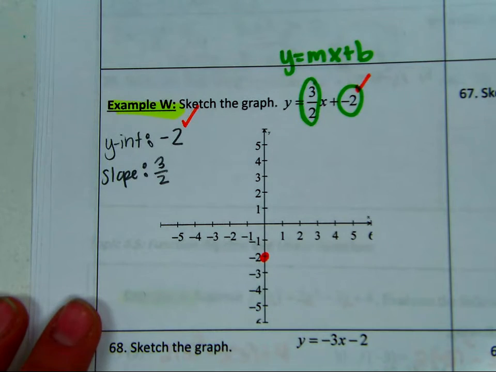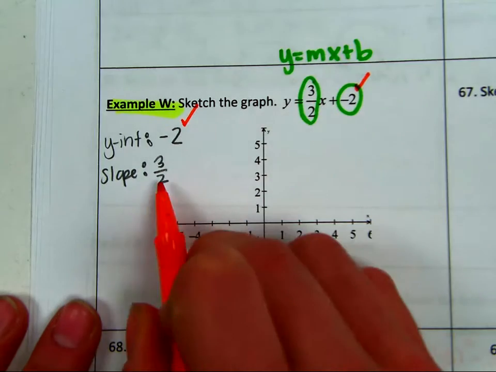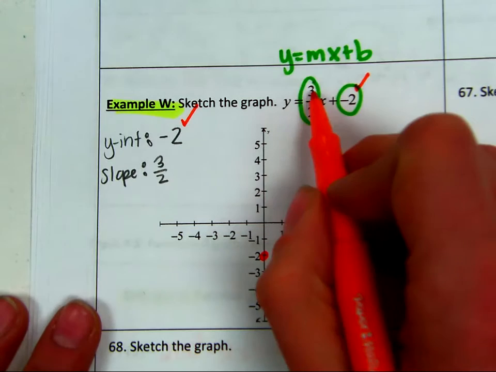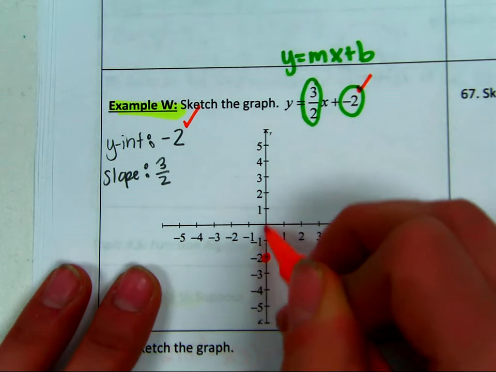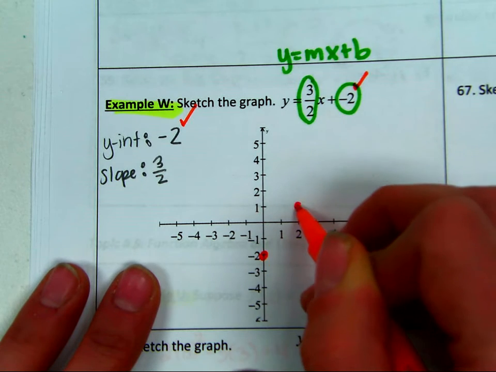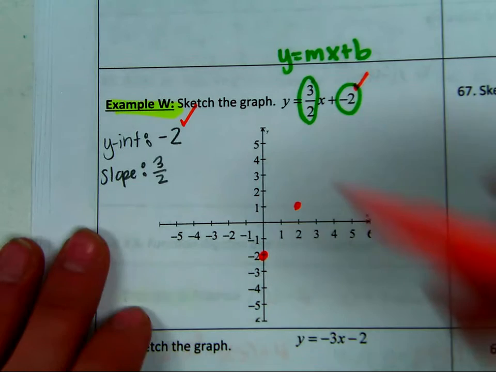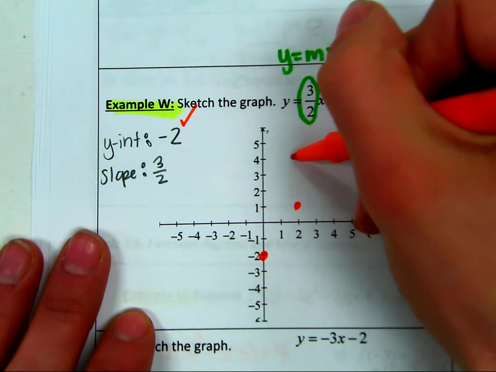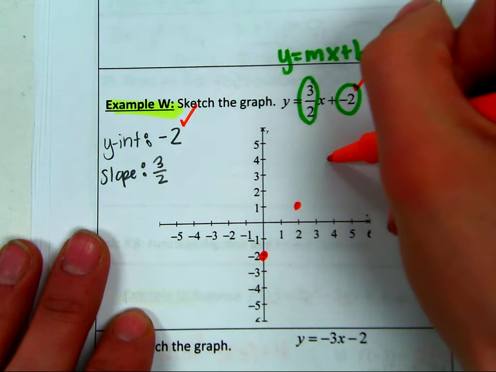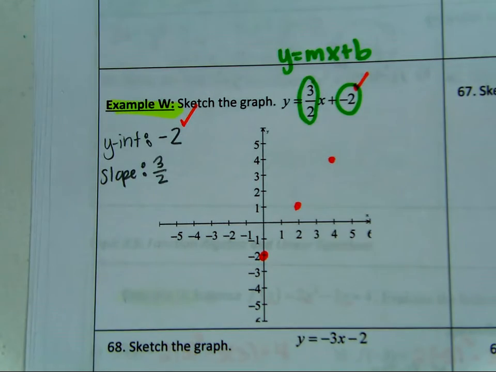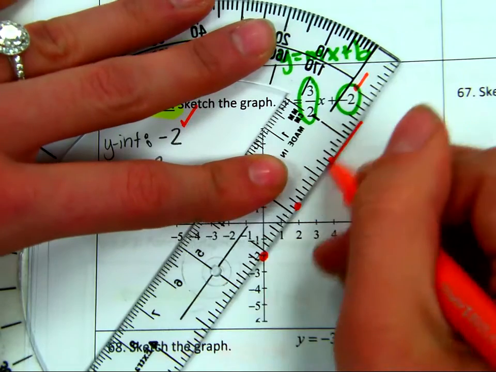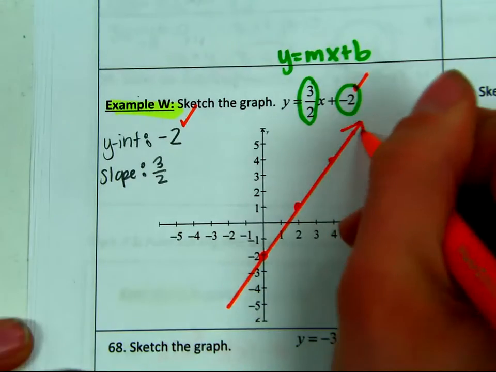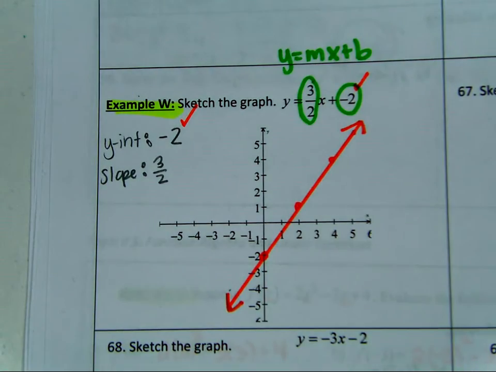And then slope, that 3/2, that's rise over run. This tells us to go up 3 and right 2. So up 1, 2, 3, and right 2, plot another point. And I would do that a few times. Go up 1, 2, 3, over 2, and plot a point. And then you could get out a straight edge and draw a line. Your line should have arrows on both ends, since a line goes on forever.